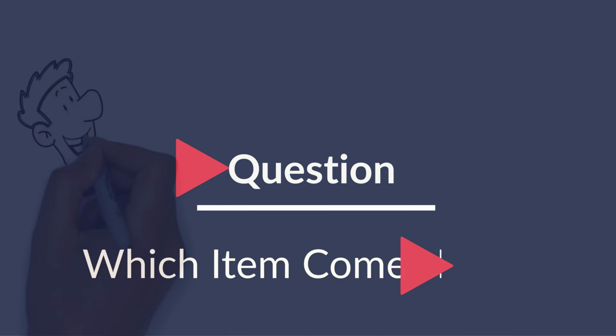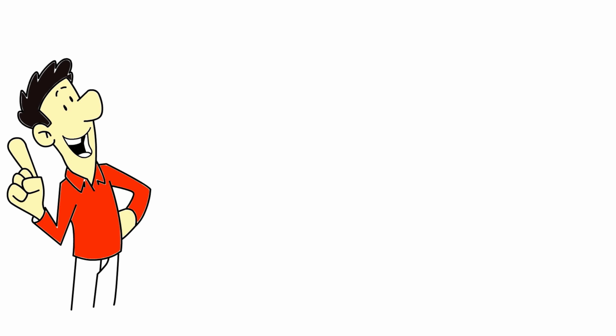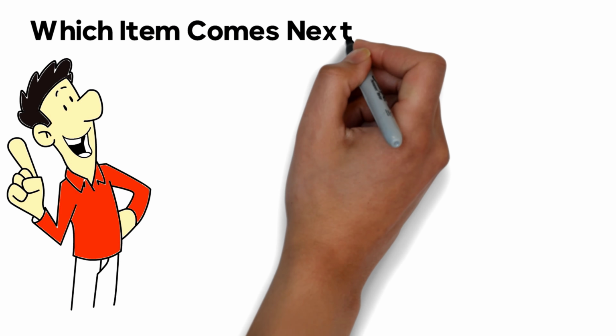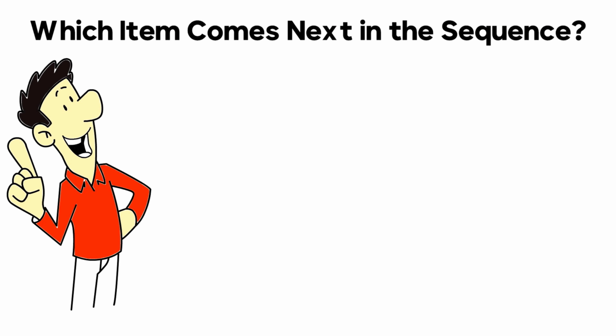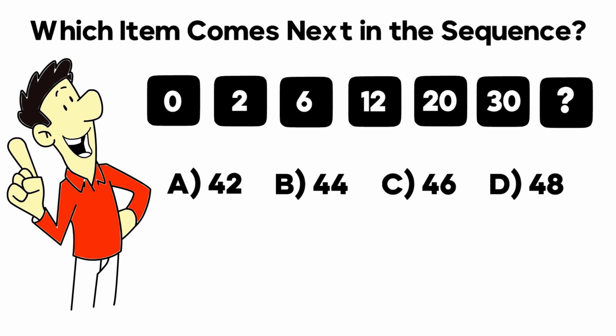Very frequently on the test, you might be asked to detect the pattern. In this question, we're being asked which item comes next in the sequence, and we're presented with a sequence of items. 6 items in the sequence are visible: 0, 2, 6, 12, 20, and 30. And the next item is missing. And you're being asked to select one of the 4 following choices.